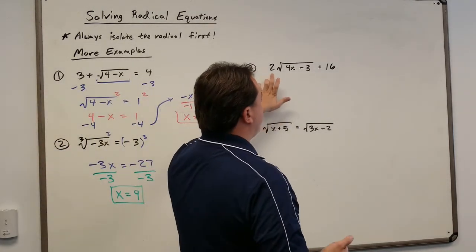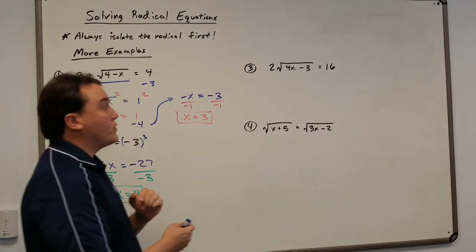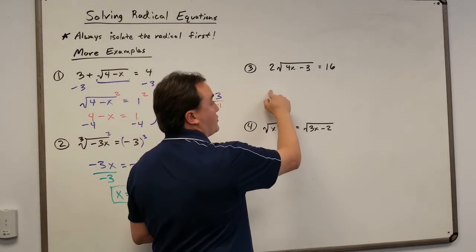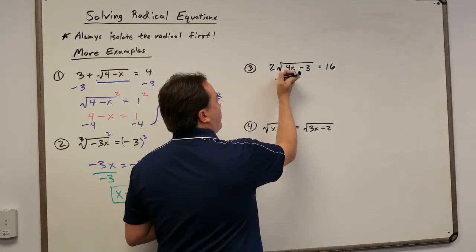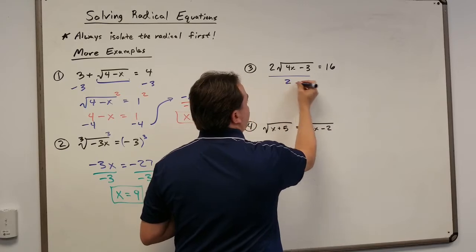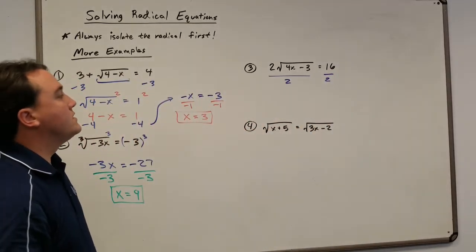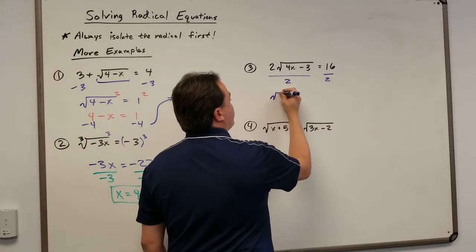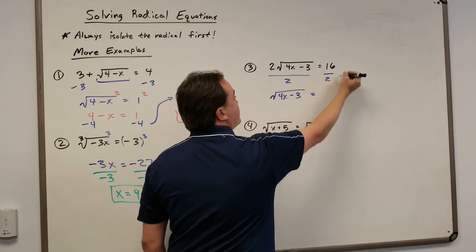Here we have some extra stuff on the outside of this radical, so we have to move that first. You can square it with the radical. You just got to make sure that would turn into a 4. But it's easier just to deal with it by dividing by 2 and getting the radical by itself. So we get square root of 4x minus 3 equals 8.